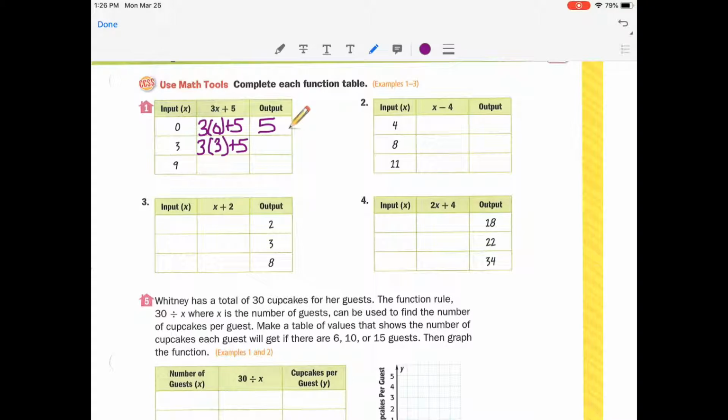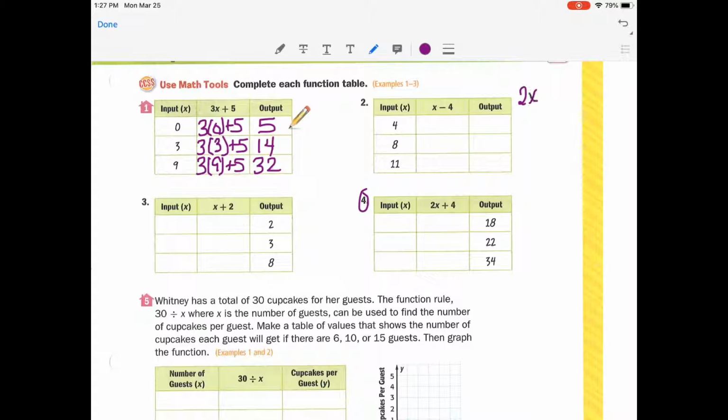3 times 3 is 9. 9 plus 5 is 14. And then I have 3, replace my x with 9, plus 5. So 3 times 9 is 27. 27 plus 5 is 32. And that one's done. Okay, now that we have the output, we know we have to work backwards.